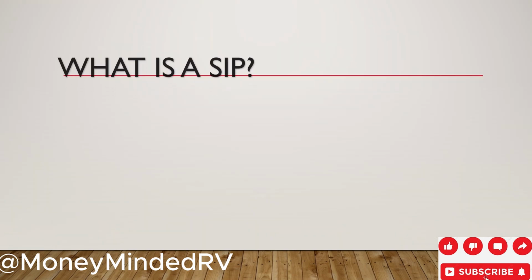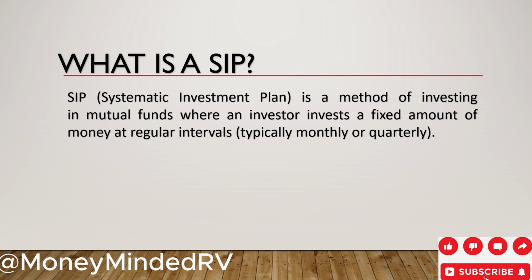Systematic investment plan is a method of investing in mutual funds where an investor invests a fixed amount of money at regular intervals, typically monthly or quarterly. This fixed amount of money can be varied, based on step up and step down. Step up SIP means this year you deposit an amount of 500 rupees as SIP. Next year you make it 550 or 600 rupees. That is called step up.